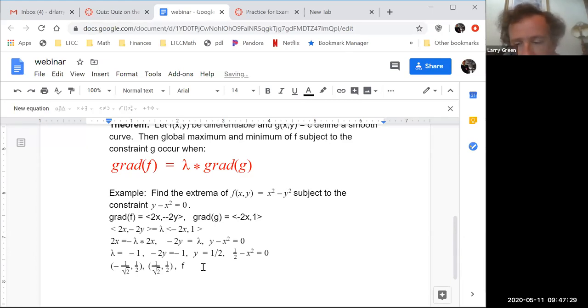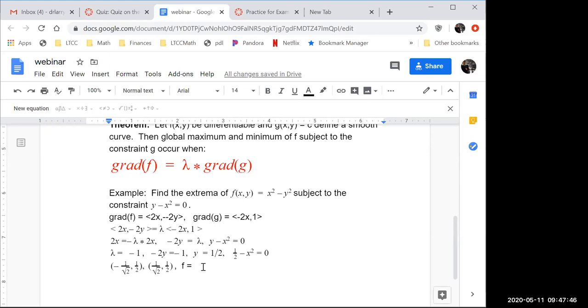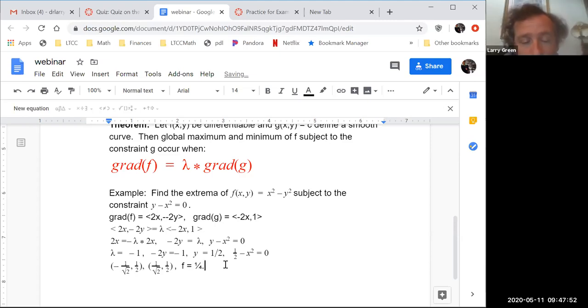F at either of these points is equal to what? Well, if you take 1 over root 2 squared, you get a half, minus a half squared is minus a fourth. A half minus a fourth is a fourth. So that means f is a fourth. Okay. Is that a max or a min?